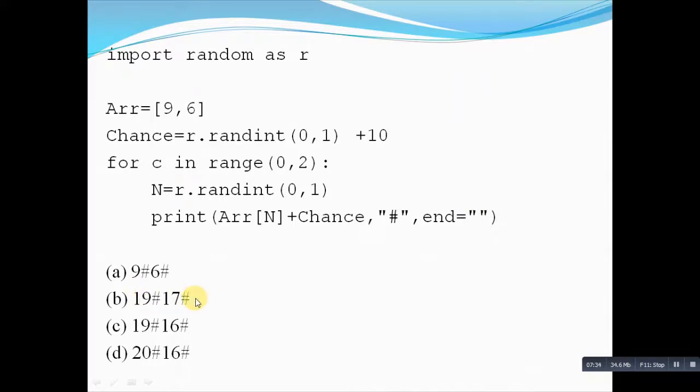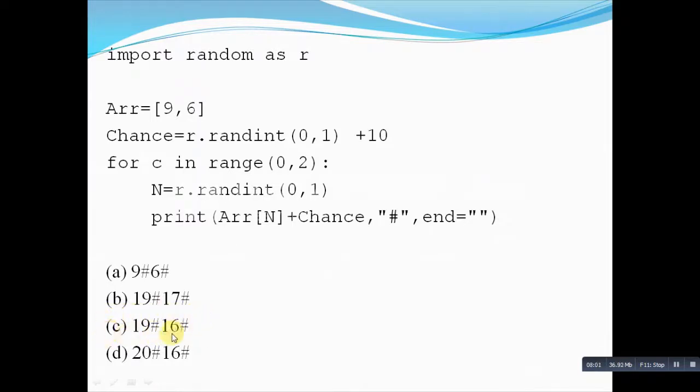Now if you see option number 3, it is 19 hash and 16 hash. So if the value of chance happens to be 10, then only 19 hash and 16 hash will be generated, because you can see that 9 plus 10 is equal to 19 and 6 plus 10 is equal to 16. So I think this is the only possible correct answer here.